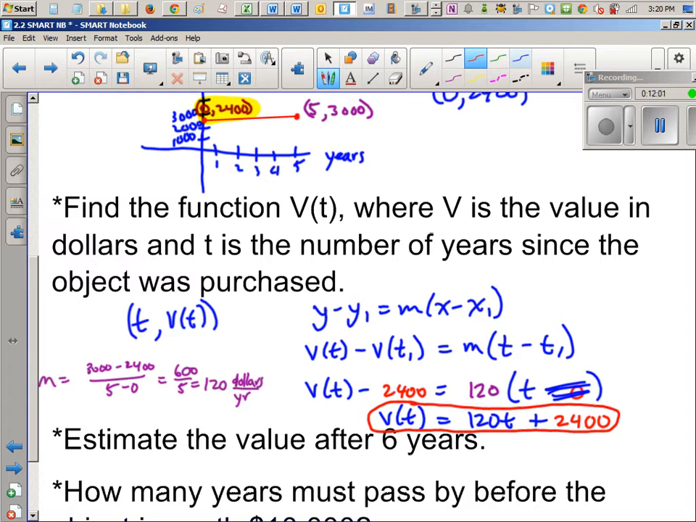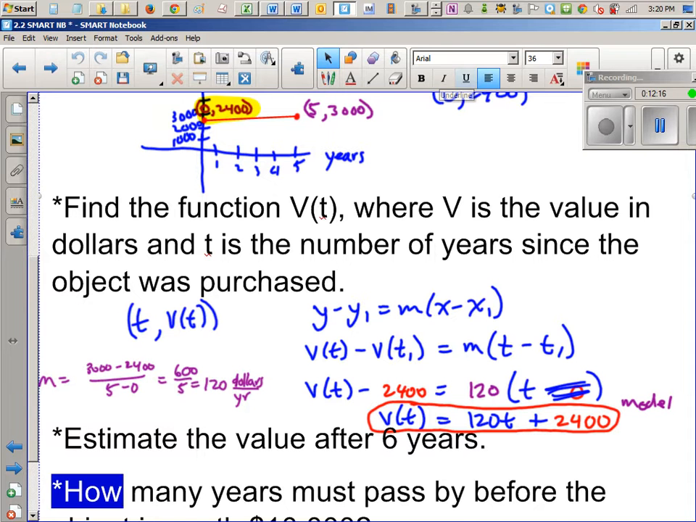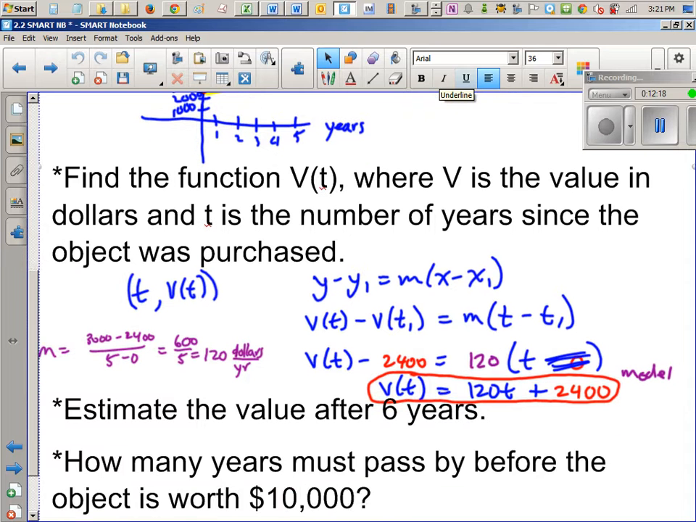Okay, so what's cool about this is, well, first of all, let me say this. This is called a model. What you created is the model, or the linear model. This function will help us to predict other values on different years. So what we can do now is estimate the value, for example, after 6 years have passed.